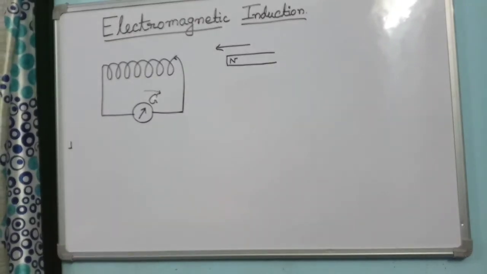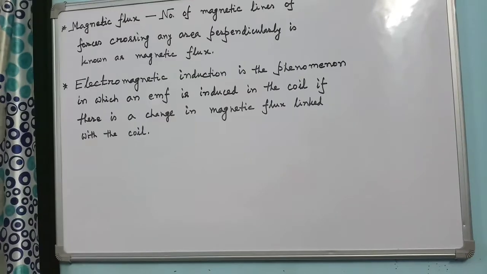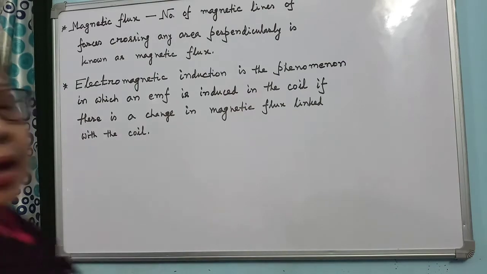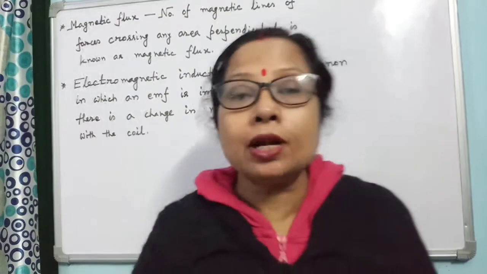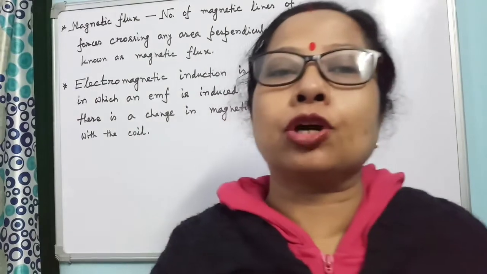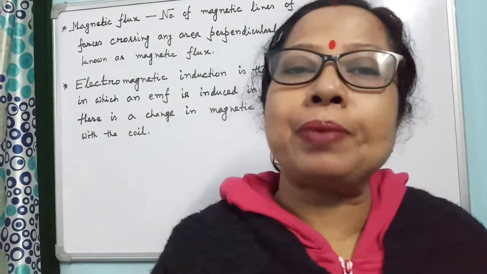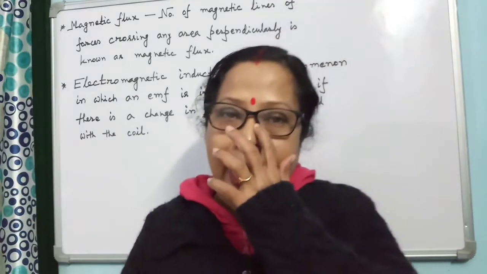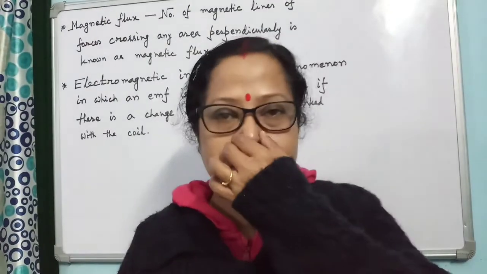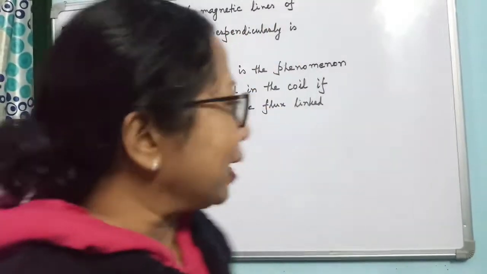Now, if you want to know about electromagnetic induction, first of all, you have to know what is magnetic flux. So, what is magnetic flux? The number of magnetic lines of force crossing any area perpendicularly is known as magnetic flux. Alright. So, just try to understand it.